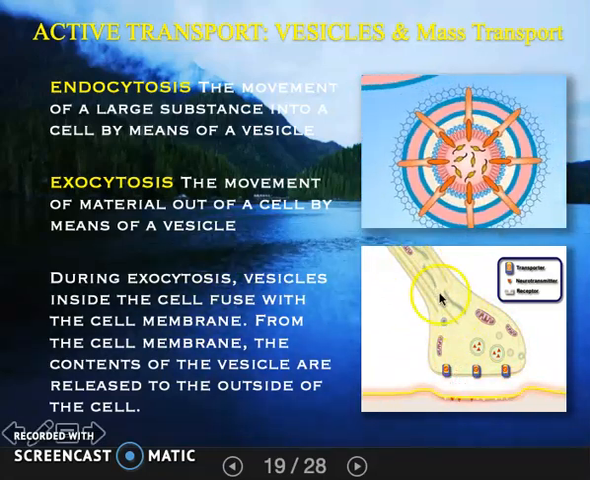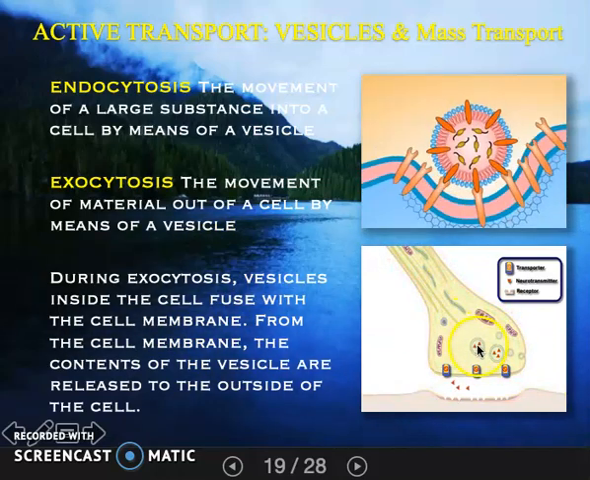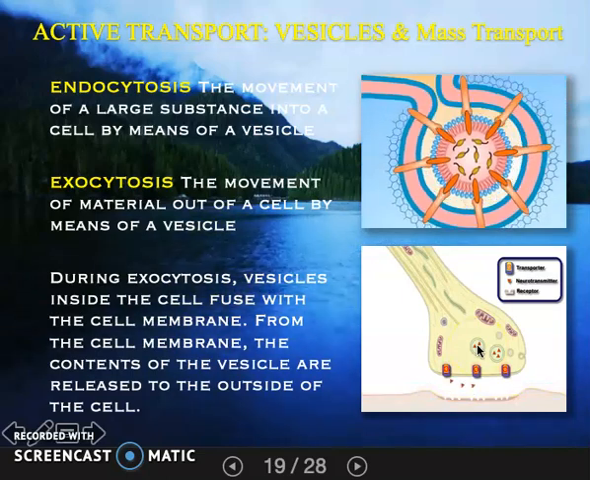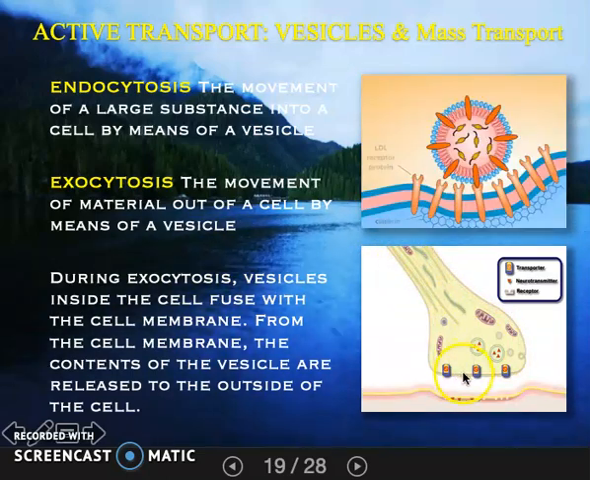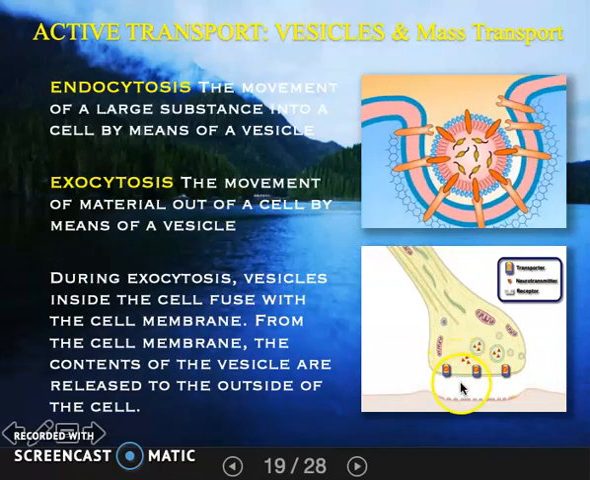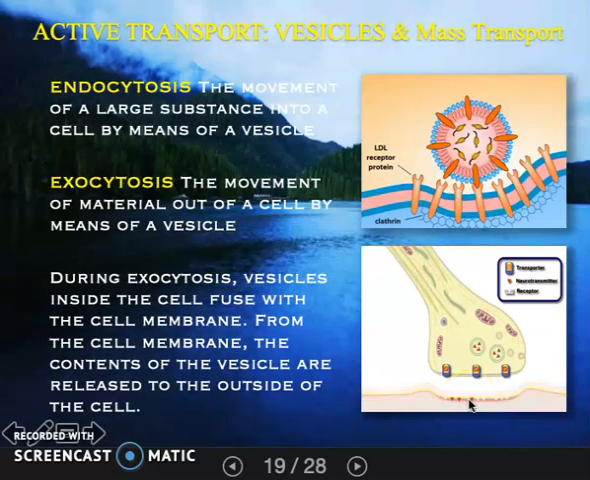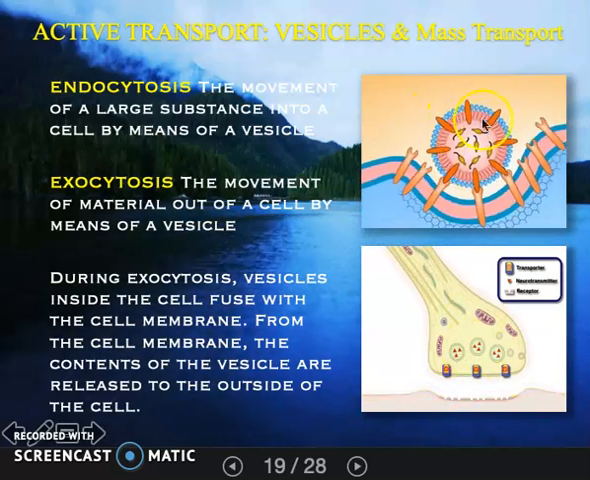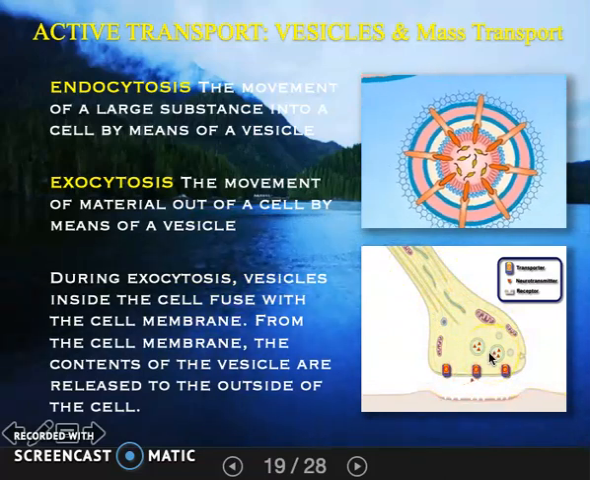Here's the nerve cell with its terminal bouton. In the interior, we see secretory vesicles that contain neurotransmitters. When an electrical impulse comes down here, it causes the vesicle to fuse. Neurotransmitters are released. They diffuse across here and tell that muscle cell to contract. All right, endocytosis means to take in. Exocytosis means to put out of the cell.